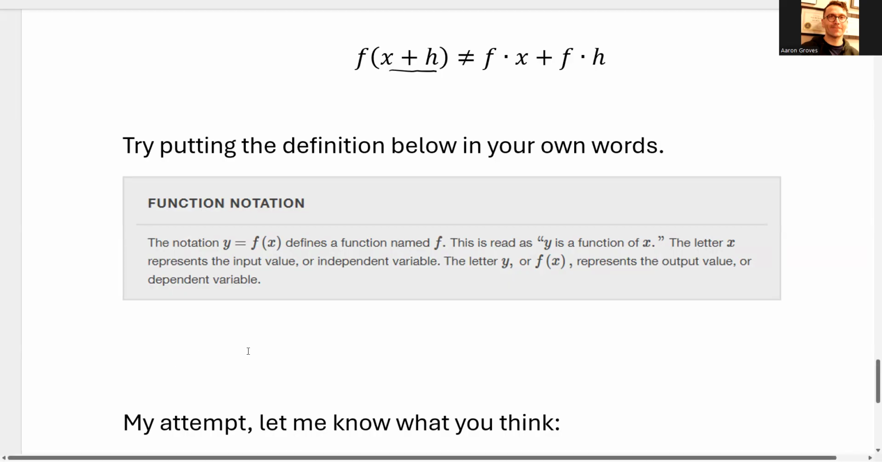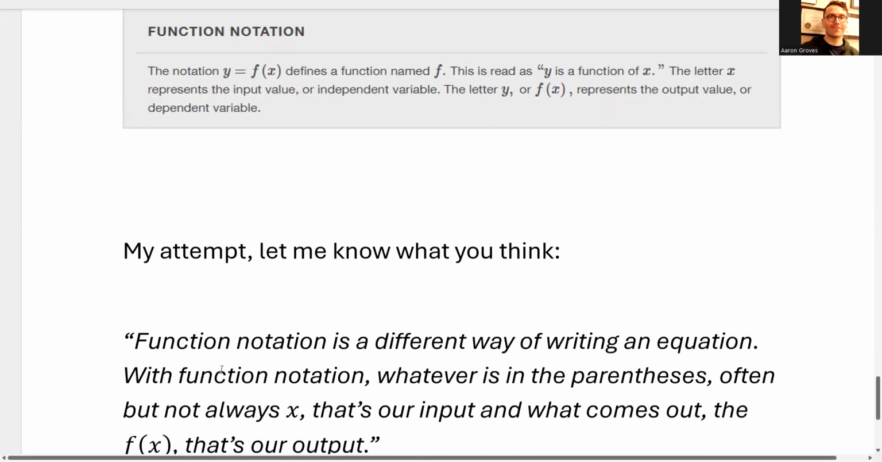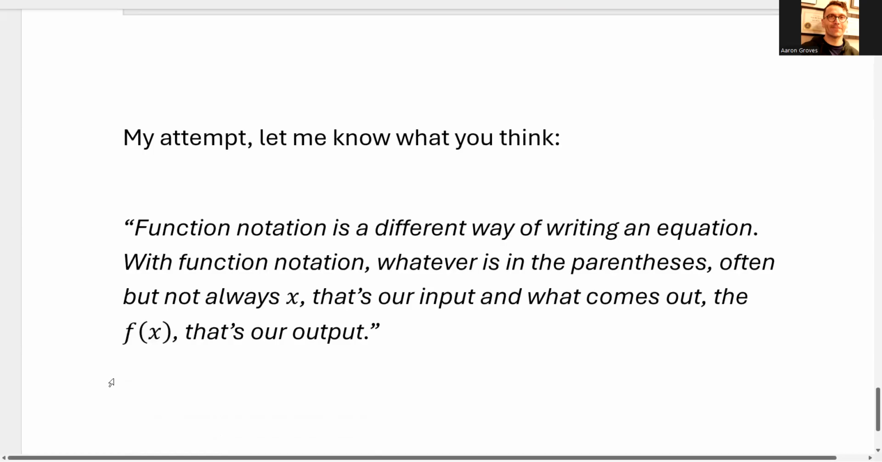So here's my attempt at rewriting this formal definition in my own words. Let's see what I got. Function notation is a different way of writing an equation. With function notation, whatever is in the parentheses, often but not always x, that's our input. And what comes out, the f of x, that's our output.